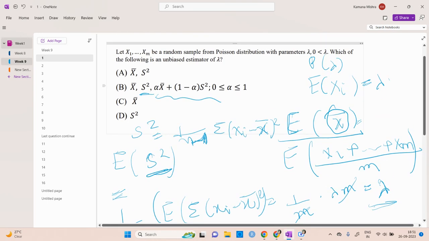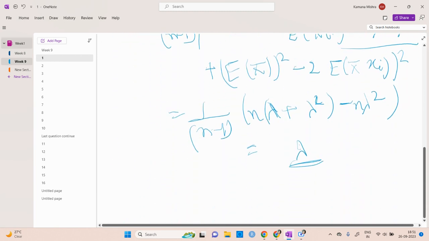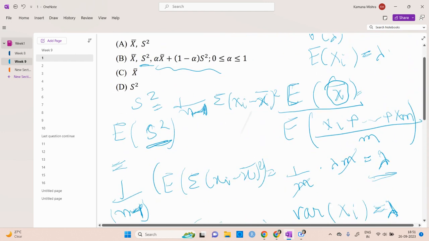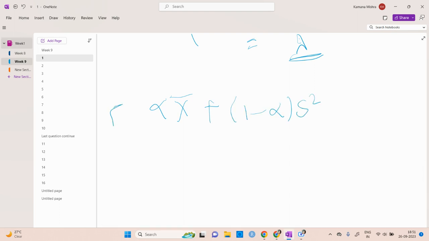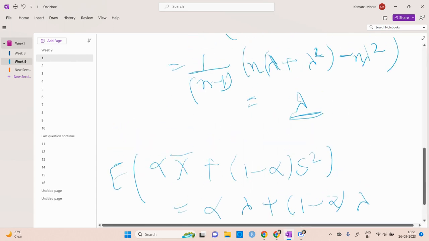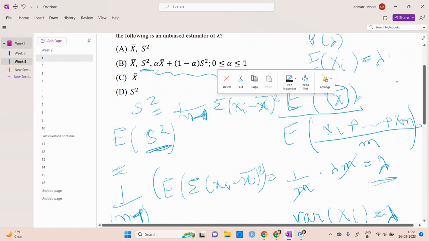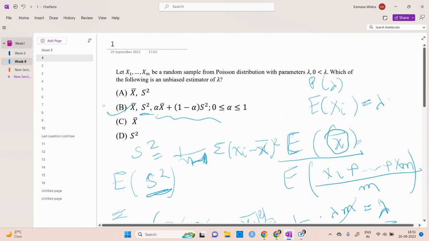And then we check for this. So x bar and s square we all know, so it may be a or b. The formula is alpha x bar plus 1 minus alpha s square. So its expectation will be what? It will be alpha times expectation of x bar, which is lambda, plus 1 minus alpha times lambda, so it will be lambda only. So basically, these are the answers. Unbiased estimators are this and this and this.